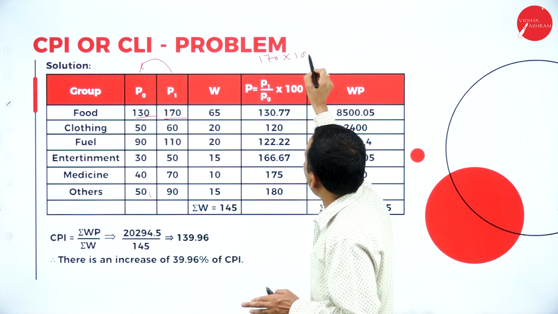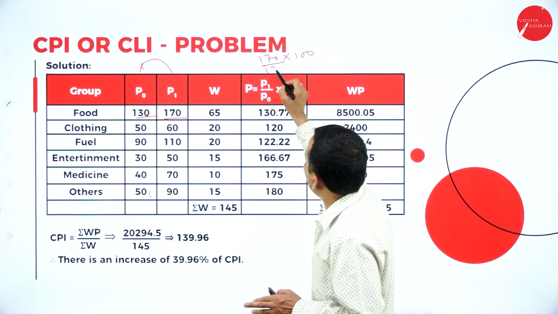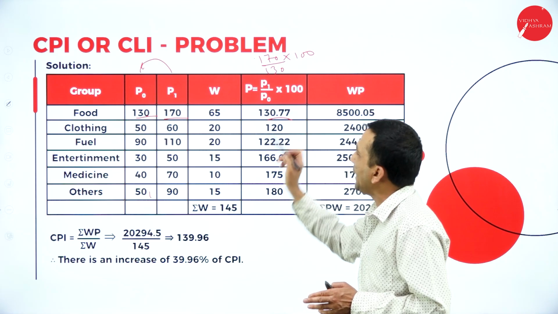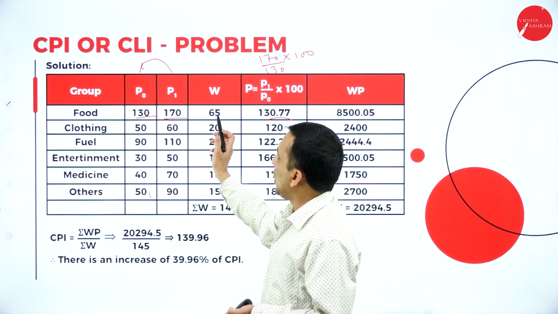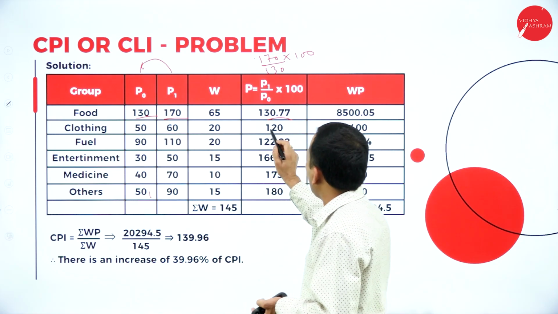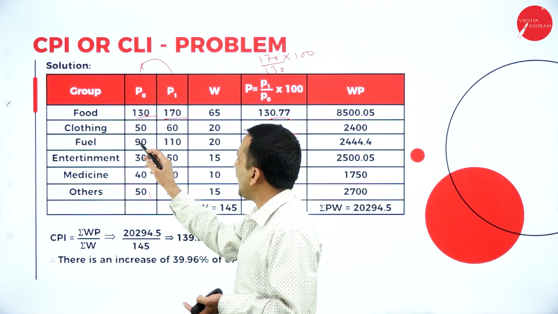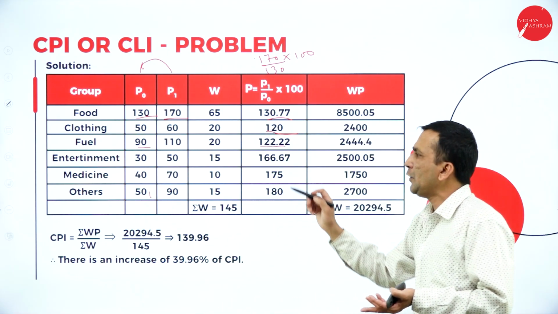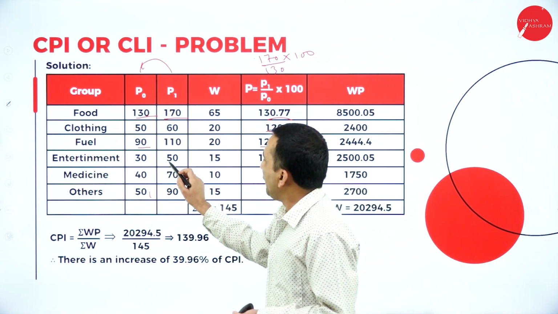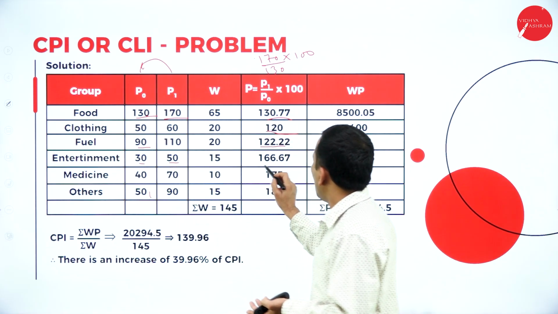170 into 100 divided by 130. So if you simplify, you're getting this value. Same thing, same procedure. 60 into 100 divided by 50, we are getting 120. 110 into 100 divided by 90, 122.22. Again 50 into 100 divided by 30, 166.